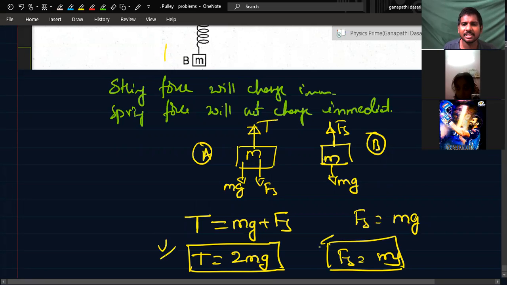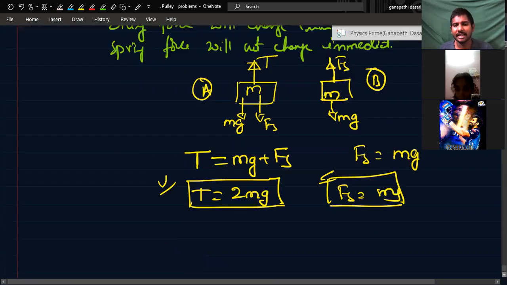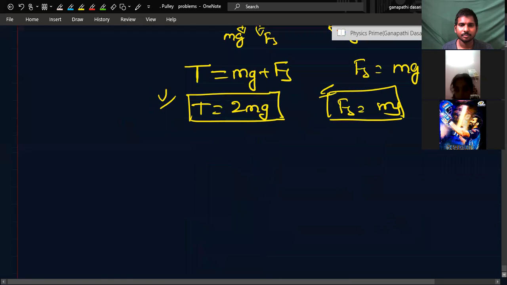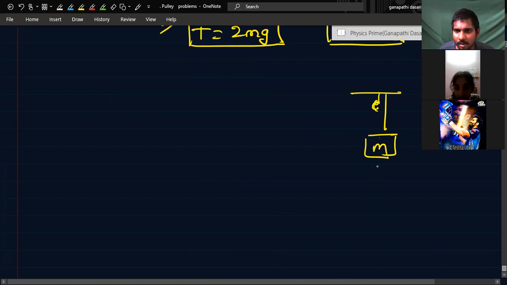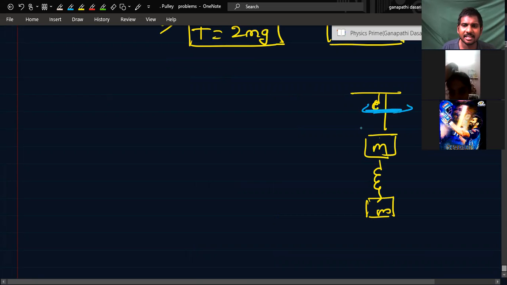This is the initial condition. Initially, the situation is like this. Now, I'll solve this question carefully. See, this is M block. When I cut this string, what did I do? If I cut this string, this tension immediately becomes 0, because there will not be any pulling force. For tension to happen, you need to tie on both ends.